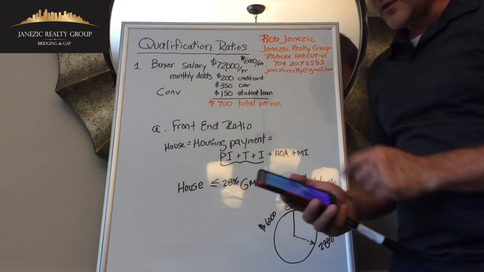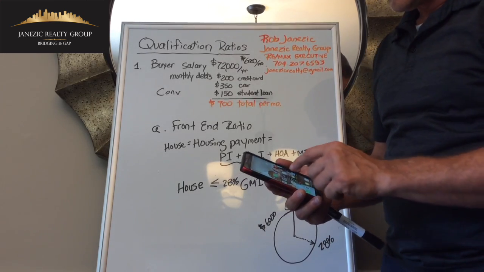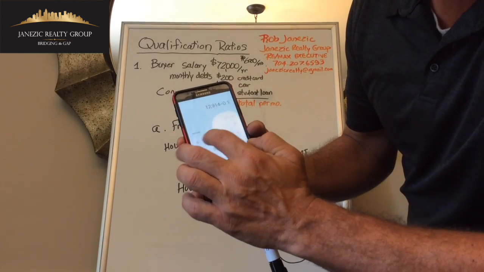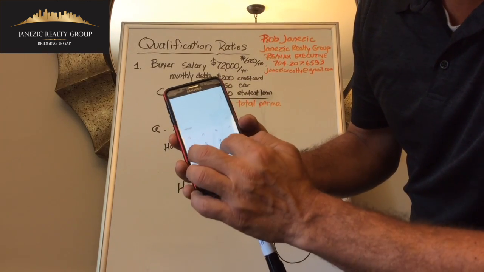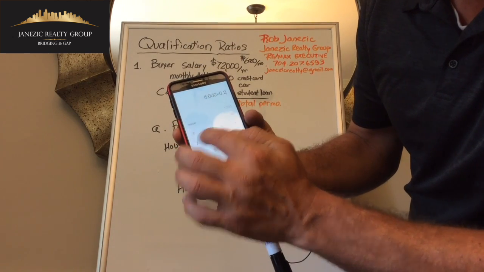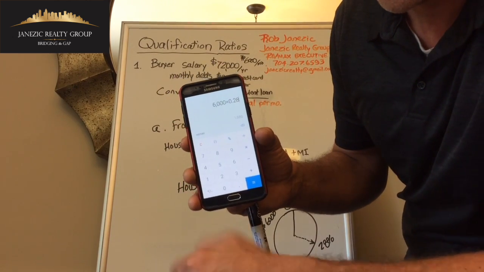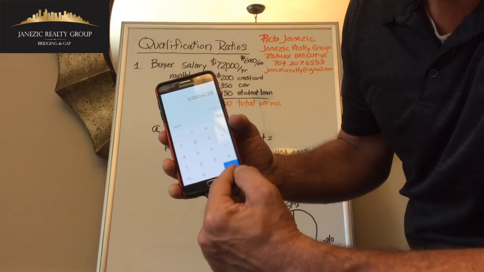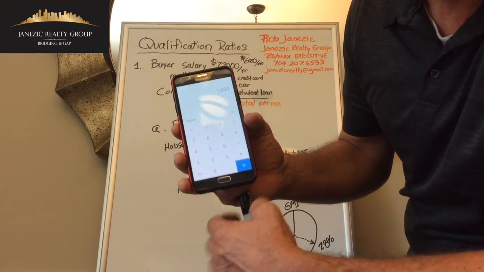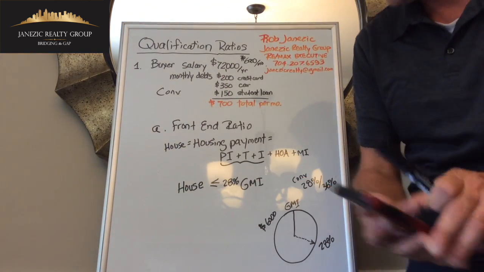So in this particular example, using my calculator, clearing it out, what is 28%? 0.28. I converted 28% to 0.28. What is 28% of 6,000? $1,680.